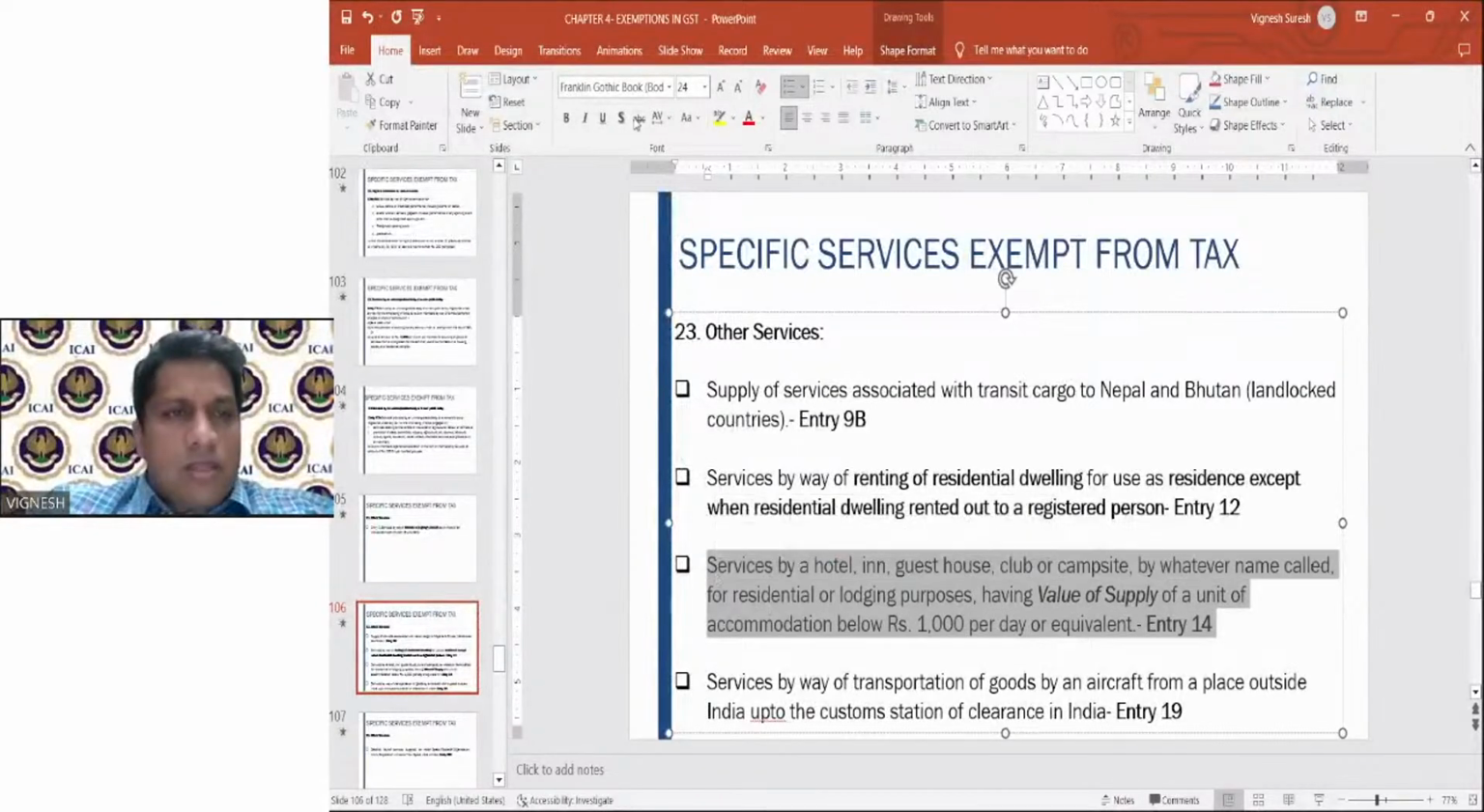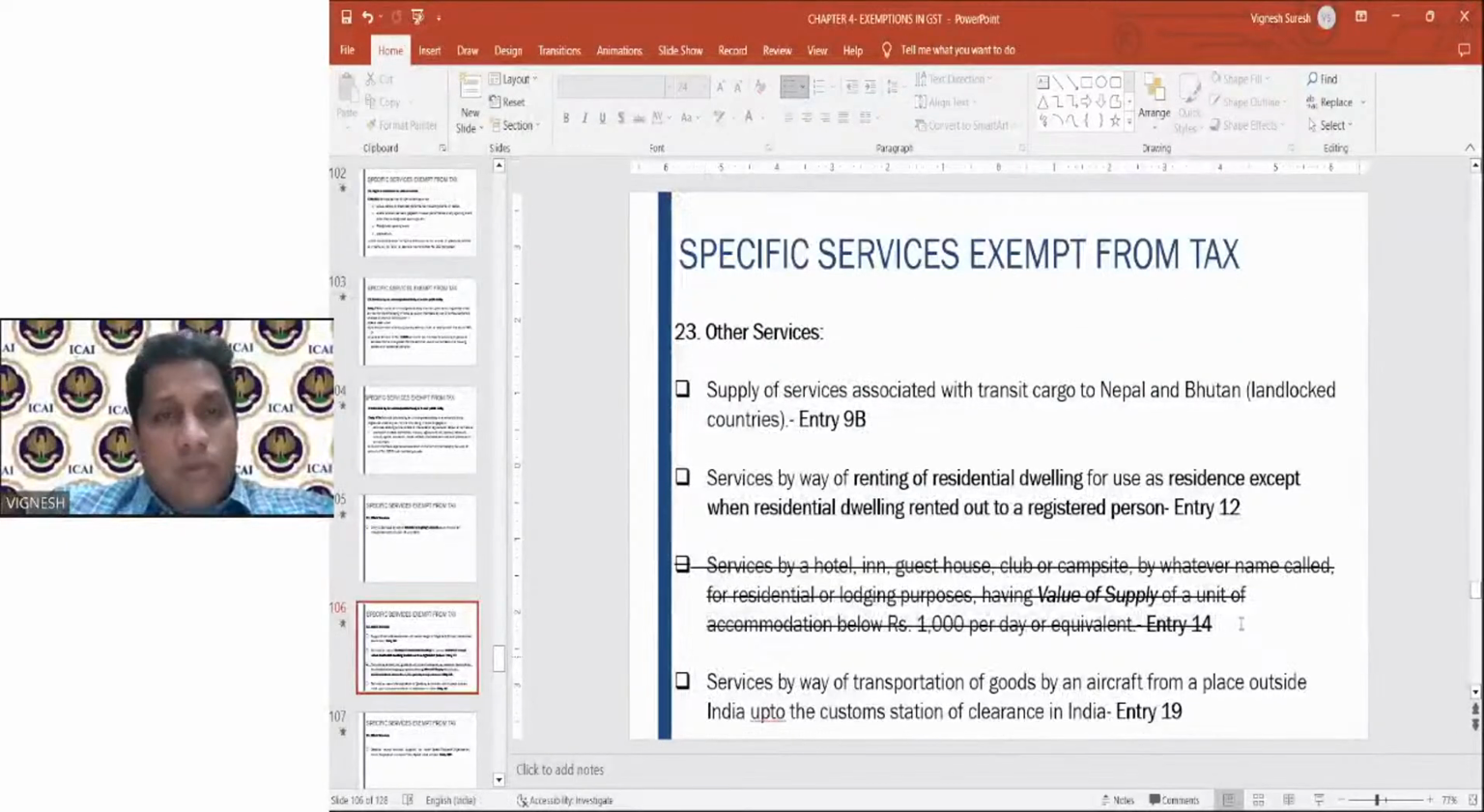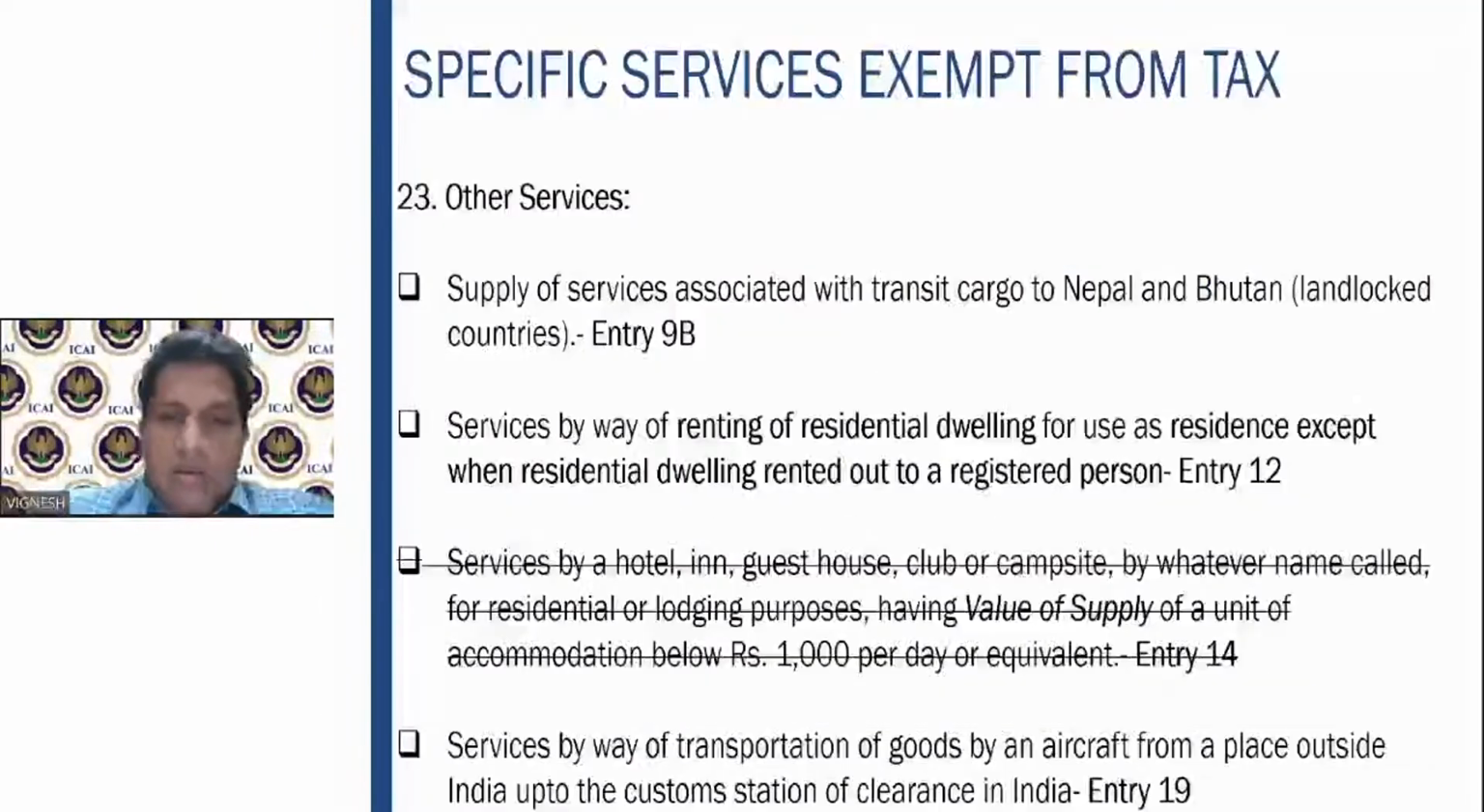Okay. So therefore, there may be an interpretation that even for the charitable activities, the 1,000 per day may not be there. But that's not the case, because there the 1,000 per day has not been deleted. Here only it has been deleted.